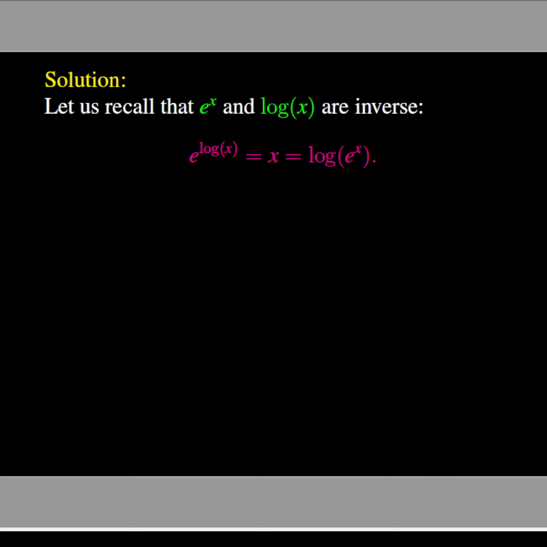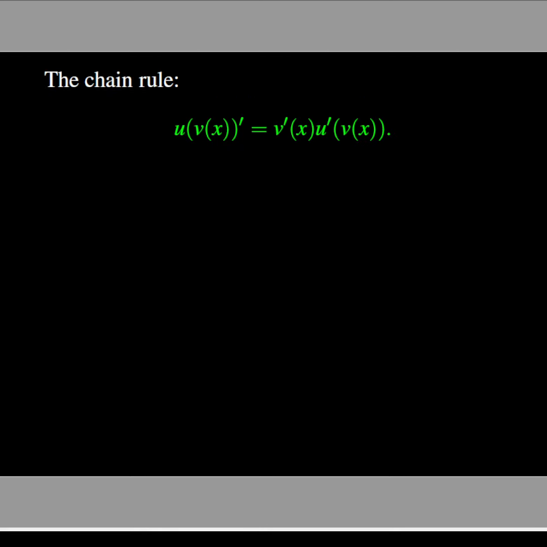In order to simplify this expression, we will use the properties of the exponential and logarithmic functions. We know that the exponential of log of x is equal to x, which is also equal to the logarithm of the exponential of x. We will also have to use the chain rule. The chain rule implies that the derivative of the composition of two functions u of v of x is equal to v prime of x times u prime of v of x.